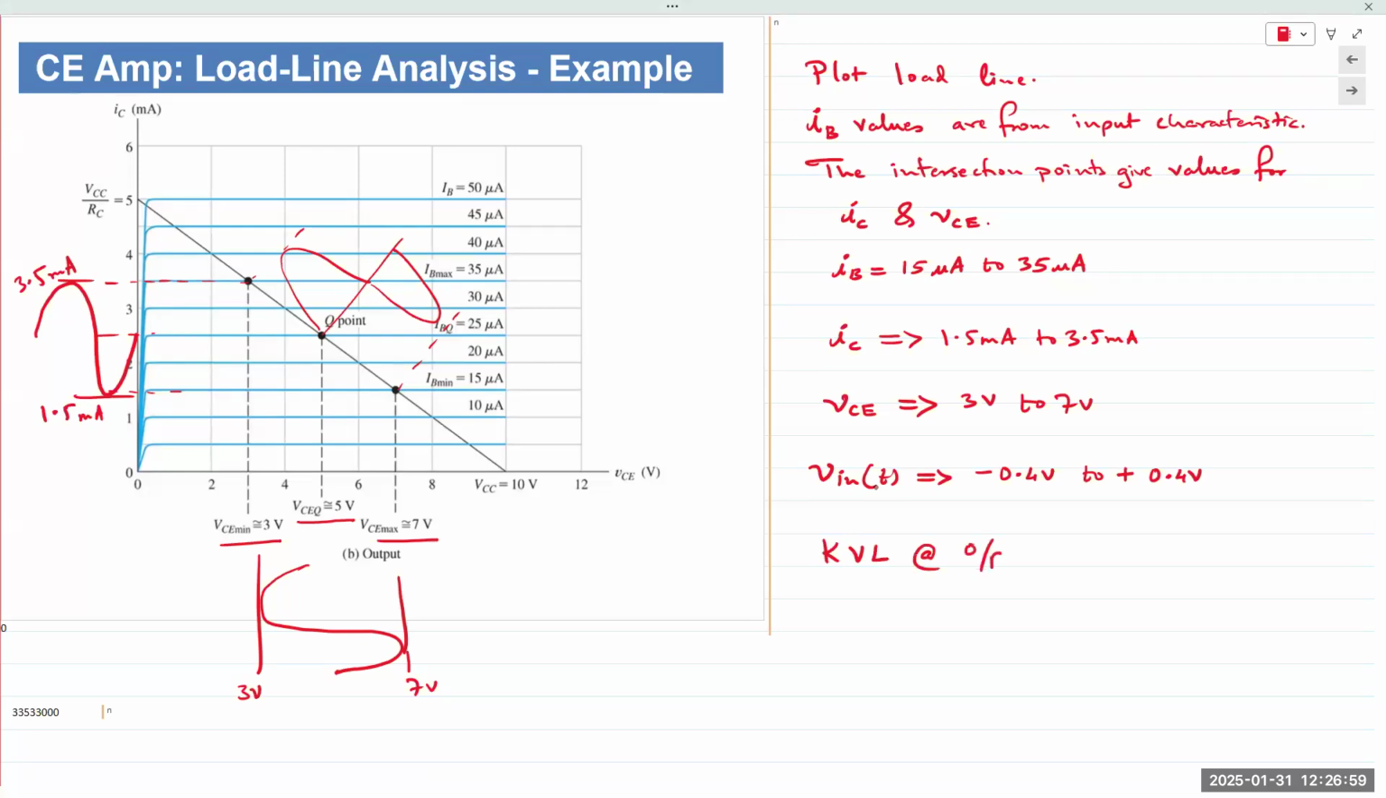KVL at output gives me minus VCE minus VRC plus VCC is equal to 0. That's simply VCC is equal to ICRC plus VCE. Okay, ICRC plus VCE.